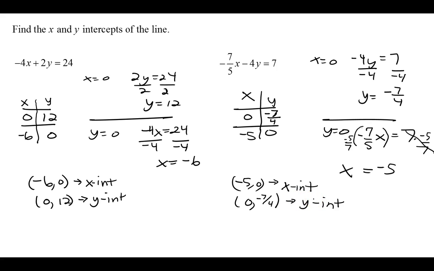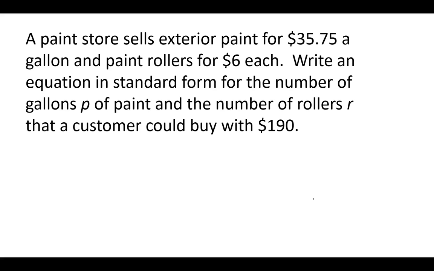Set each one separately equal to 0 and solve for the other. Another word problem. A paint store sells exterior paint for $35.75 a gallon and paint rollers for $6 each. Write an equation in standard form for the number of gallons of paint, P, and the number of rollers, R, that a customer could buy with $190.